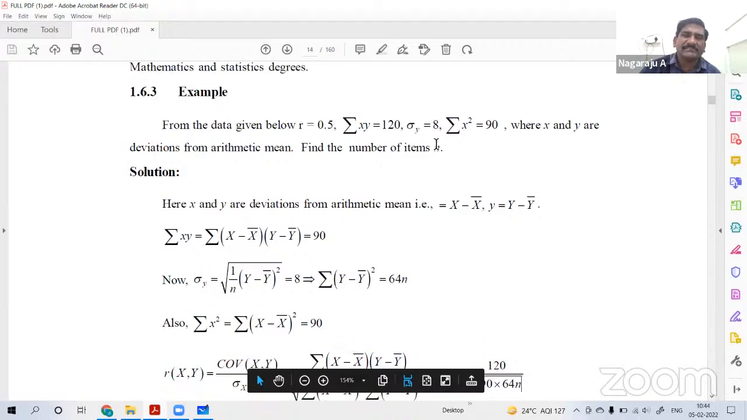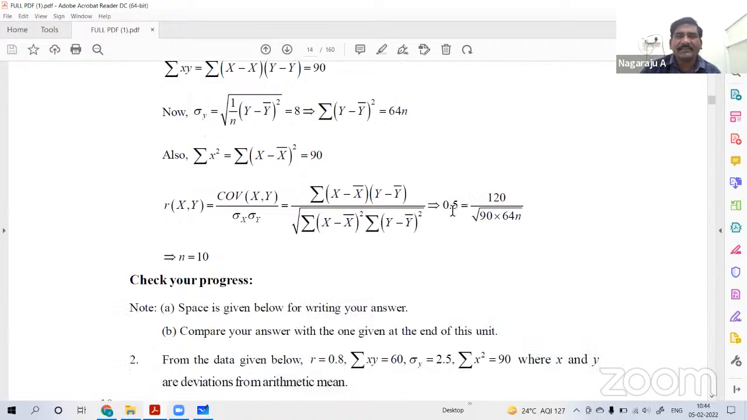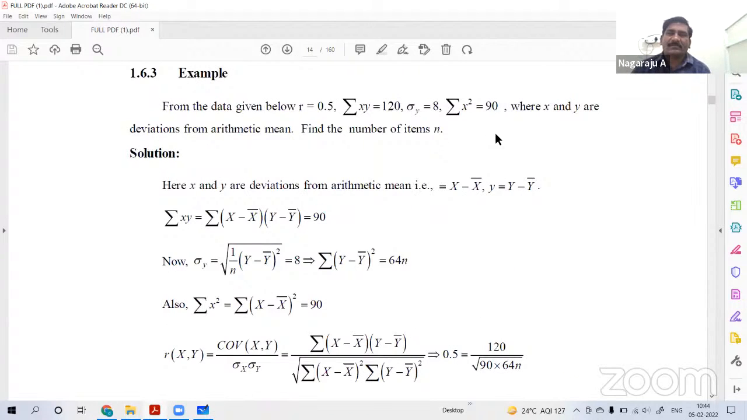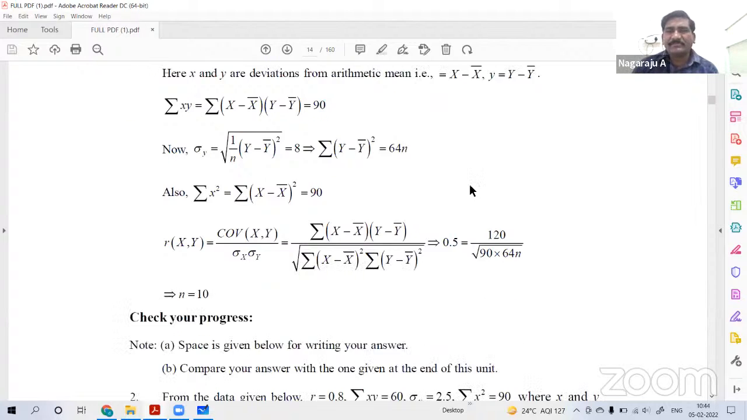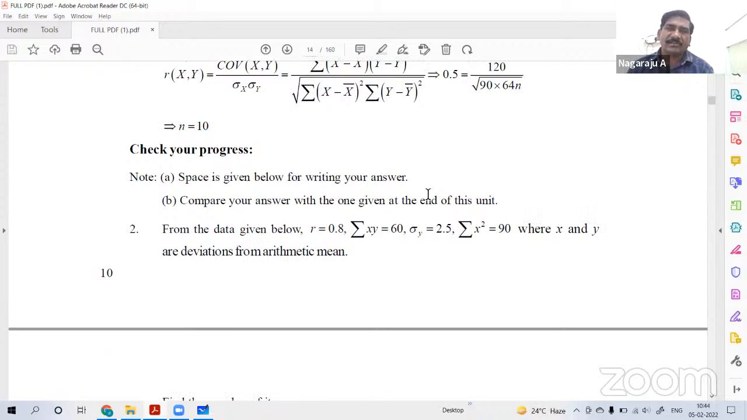Now it goes to the summation x square, y square, sigma xi and sigma yi. So clearly, if I calculate, it is 120 over root of 90 into 64 n. Here 8 square means 64, n is inside. Then the value r is 0.5. So by cross multiplication and simplification, I can get n equal to 10. So this is called rank correlation.